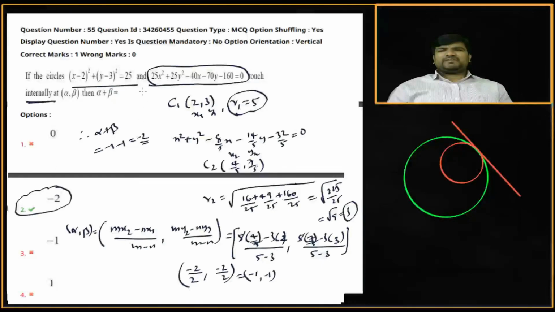Two circles are given here. If the circles touch externally, the internal center exists. If circles touch internally, the external center exists. So we just have to find the external center, that is alpha, beta, and then the sum of alpha and beta, which is minus 1 minus 1, that is minus 2.